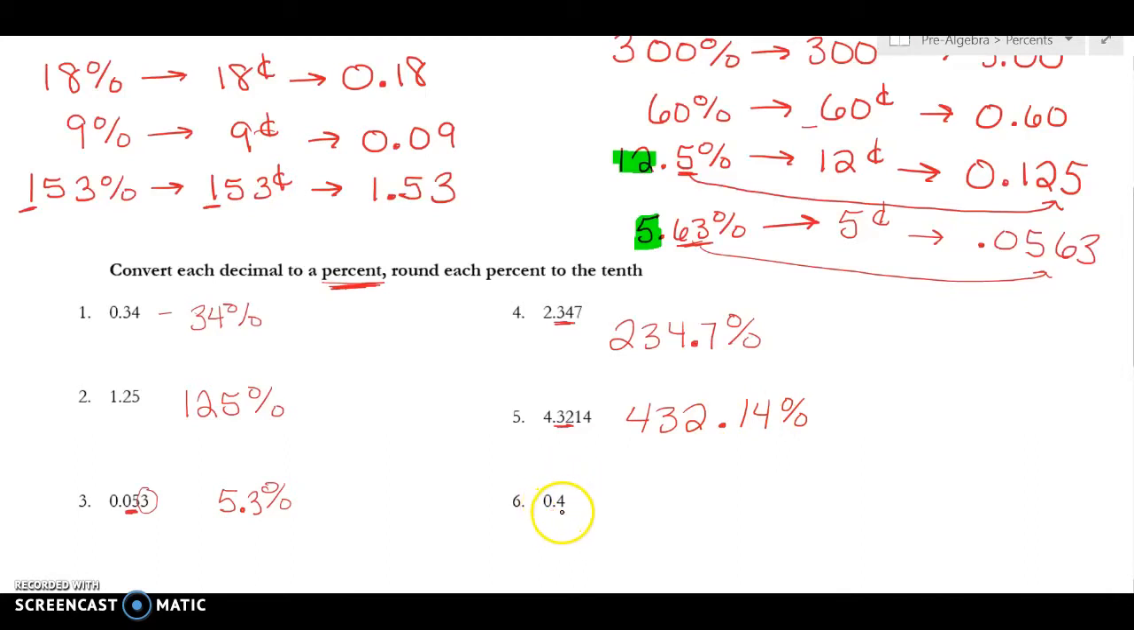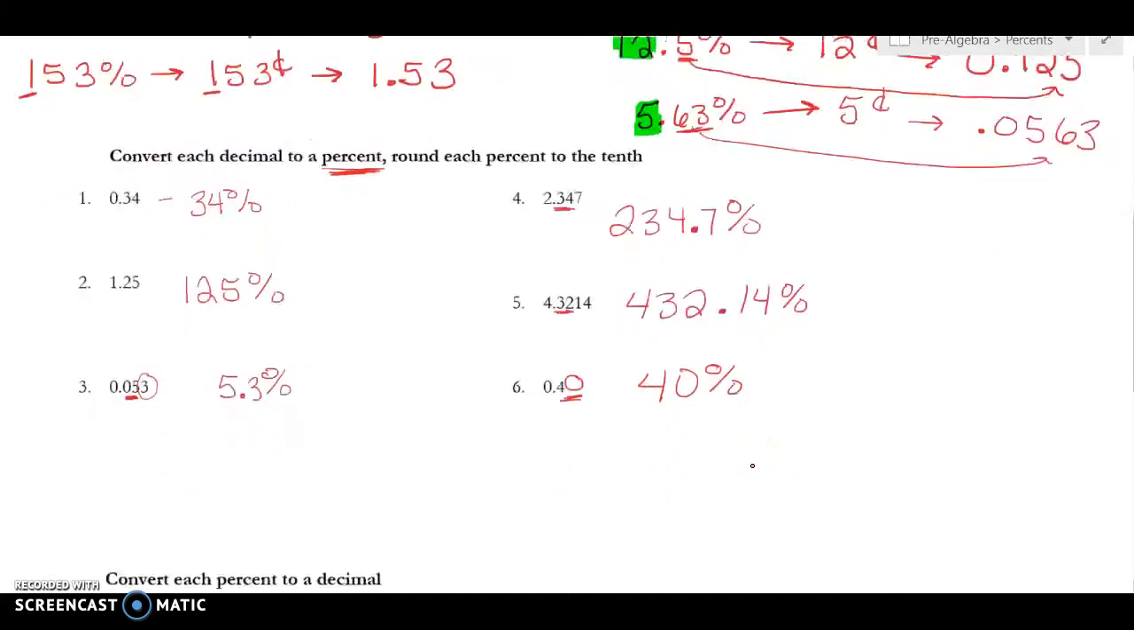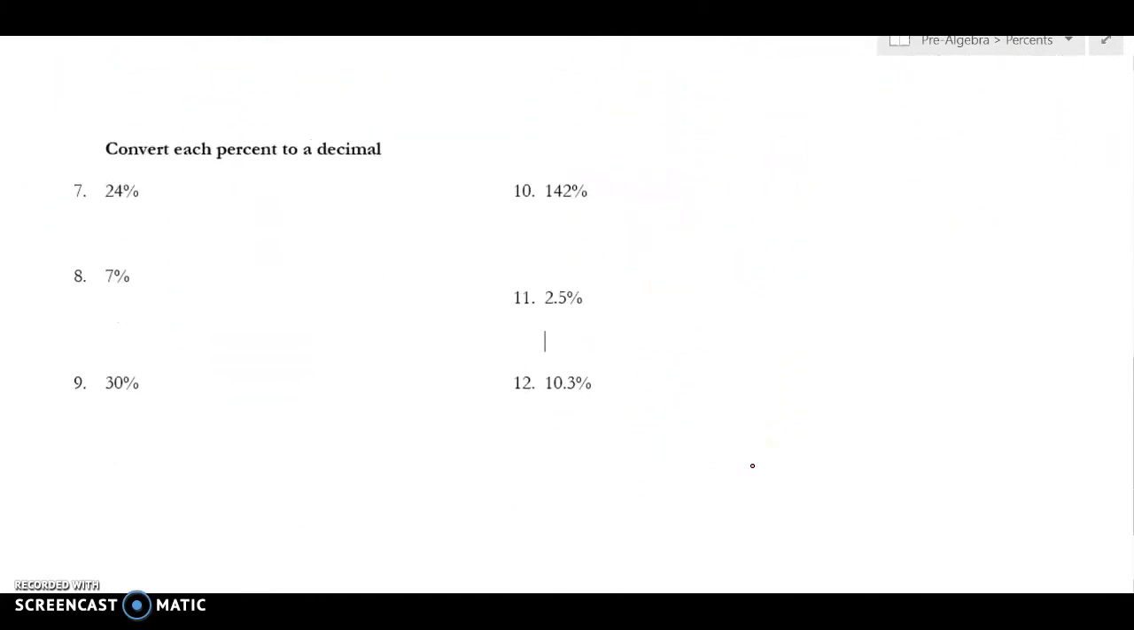Last one, number 6, is 0.4. Well, money doesn't look like that. Money always has another 0. And so now you can see that that is 40%. All right, let's look at the last ones. The last ones we're doing what we did originally, where we go from percent to decimal. So 24% is 24 cents. So what I'd like you to do is try these and then press play when you think you have them.